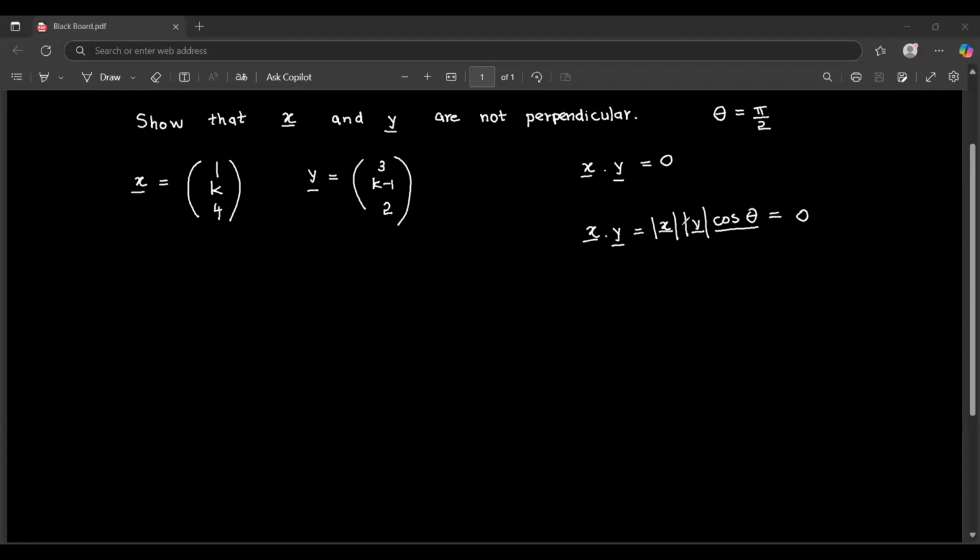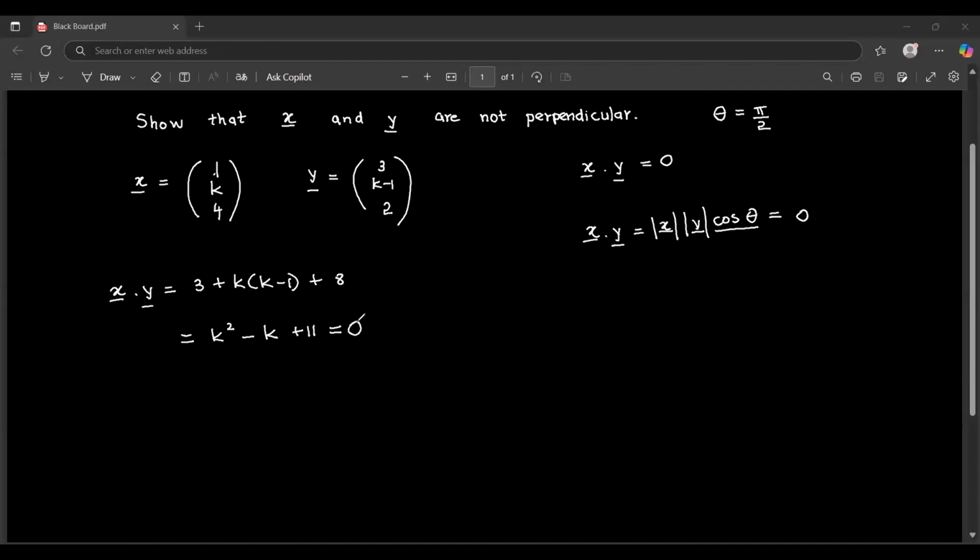How are we going to apply this? Well, first of all, we'll find the dot product. x dot y is equal to 1 into 3 plus k into k minus 1 plus 4 into 2, which is equal to 8. So this will give me k squared minus k plus 11. So if these two vectors are perpendicular, this must be equal to 0.